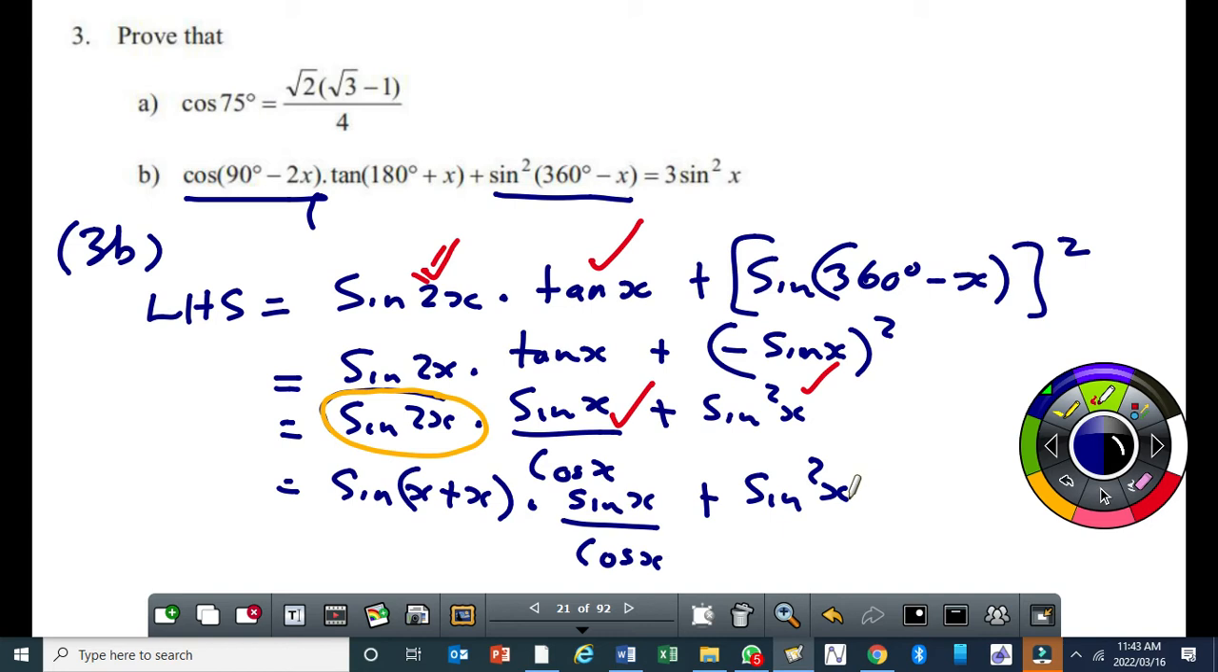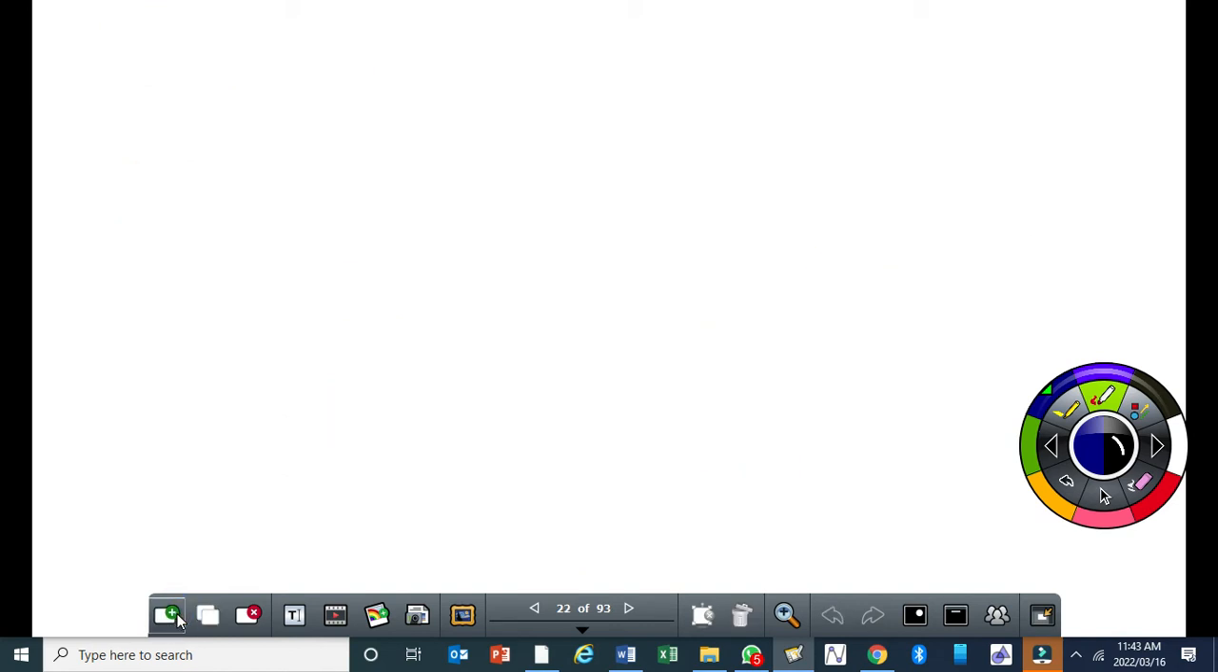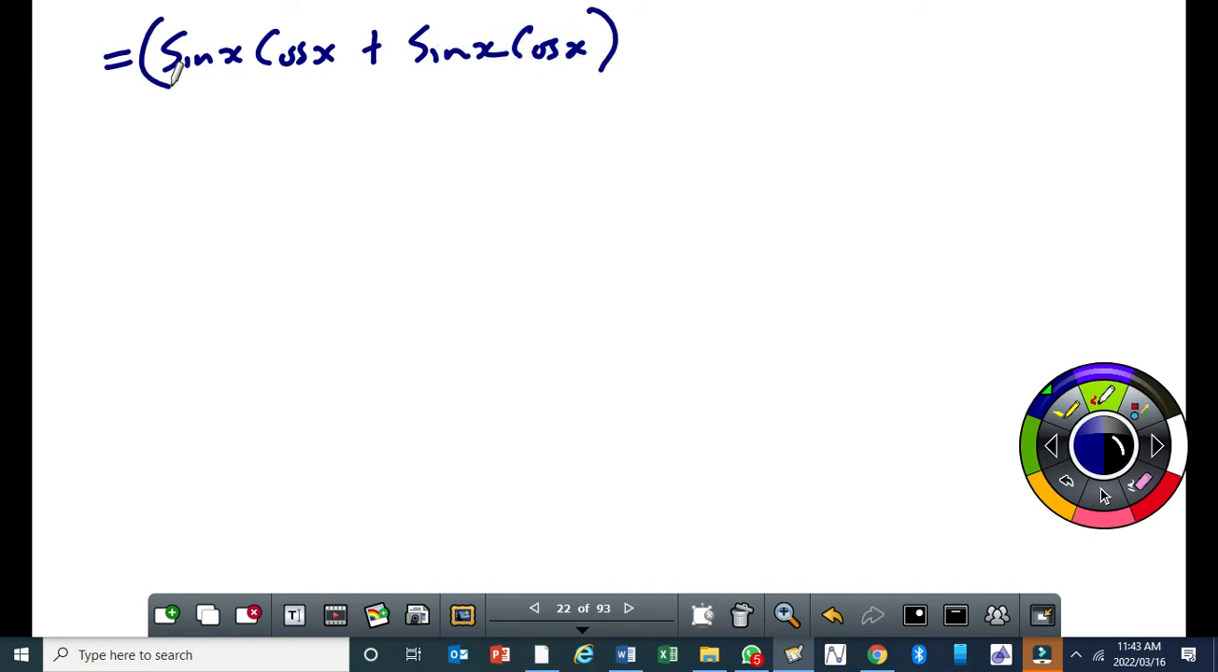Okay? So when we expand this, we end up getting sine x times cos x plus sine x times cos x. Then I have to put this in brackets because it's an expansion of sine x plus x. Right? That's why I'm putting it in brackets. Then this will multiply sine x over cos x plus sine squared x.